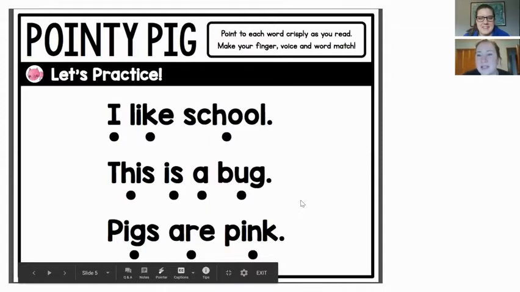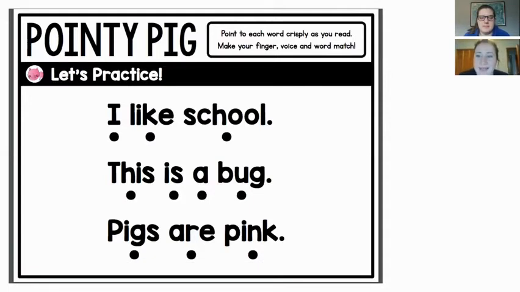Now, pointing to each word really shows the children that they need to concentrate on the word that they are reading. This skill is even great when they're in the junior years, so that they're really attending to the word that they're reading and they're not making a mistake or inserting a word that isn't there or saying sounds that are not there. So Pointy the Pig is an amazing reading strategy that we practice all year long.